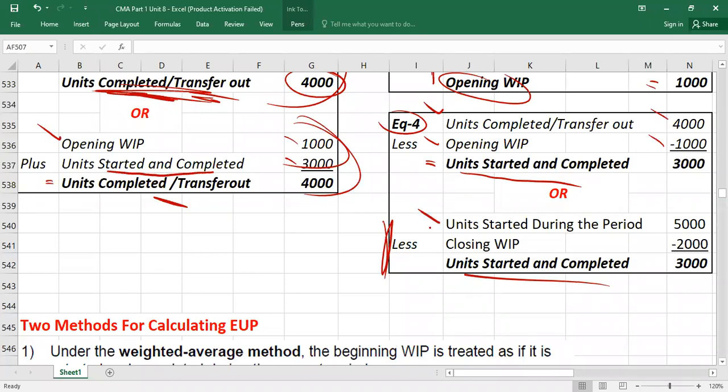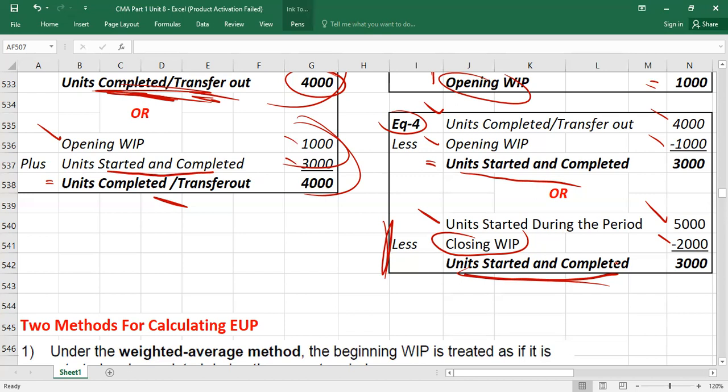How? I can take units started during the period. I started how many units? 5,000. And I'll deduct from there which process? Closing work in process, which was how much? 2,000. Again, it will give you units started and completed. Understood? So without these equations, you cannot think about the solution of a process costing question.